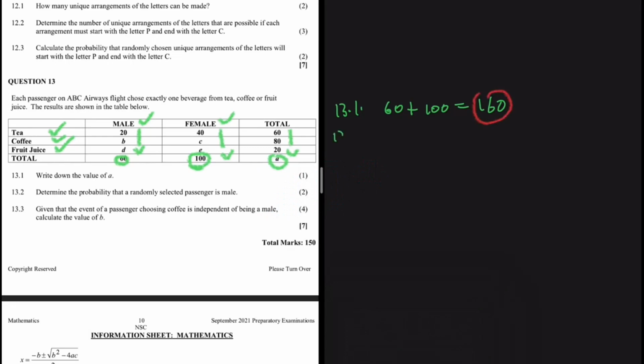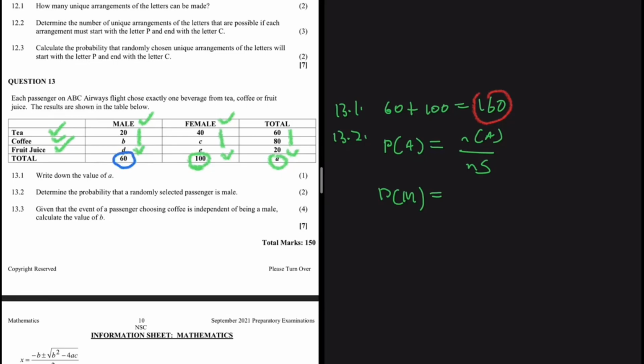And then 13.2 says determine the probability that a randomly selected passenger is male. We know fully well that the probability of event A is equal to the number of ways A can occur divided by the sample space, right? The sample space being the total, so to say. So we want the probability of selecting a passenger that is male. So how many males do we have? We've already established here that we have 60 males, right?